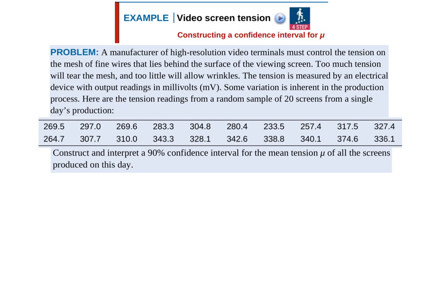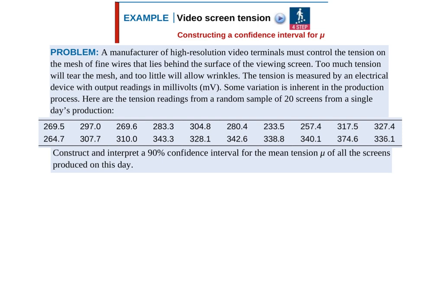All right, let's put all this information together and construct a confidence interval for our population mean. This one's about video screen tension. The problem says, a manufacturer of high-resolution video terminals must control the tension on the mesh of fine wires that lies behind the surface of the viewing screen. Too much tension will tear the mesh, and too little will allow wrinkles.